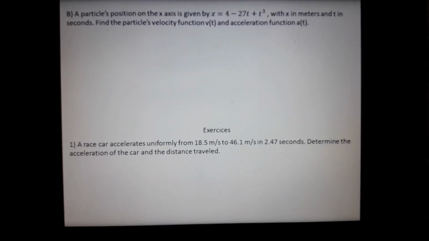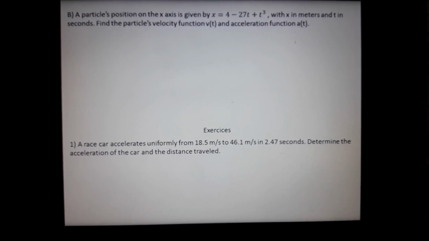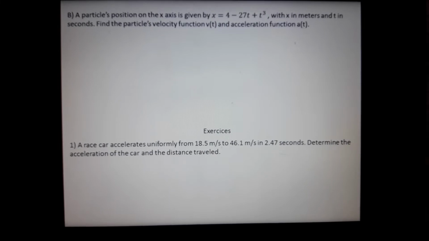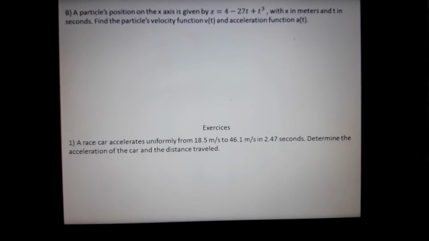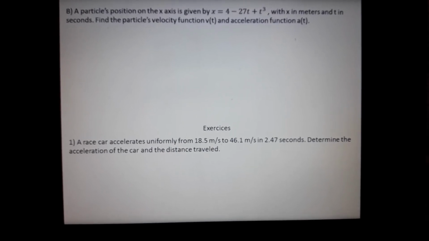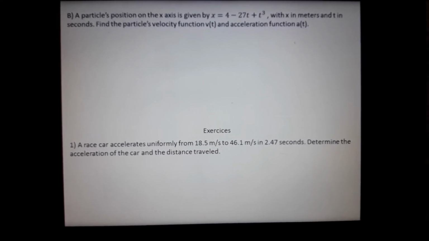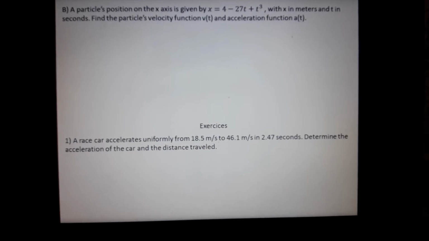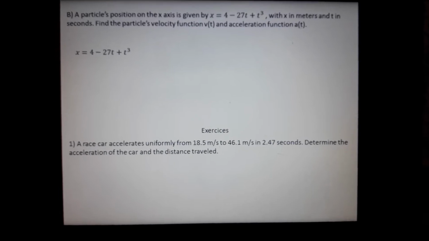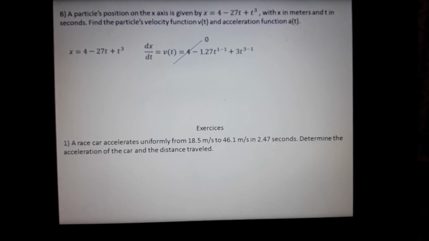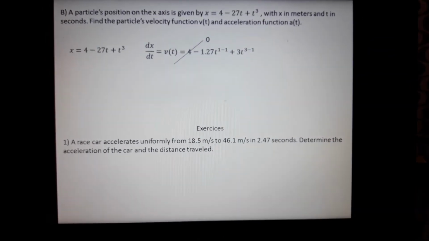Let's go to see another example now using calculus. A particle's position on the x-axis is given by x equals minus 4 minus 27t plus t cubed. We need to find the velocity and the acceleration. We saw that we need to derive. The first derivative is the velocity and the second derivative is the acceleration. Let's see some rules about it. We have here dx/dt, which means v(t).